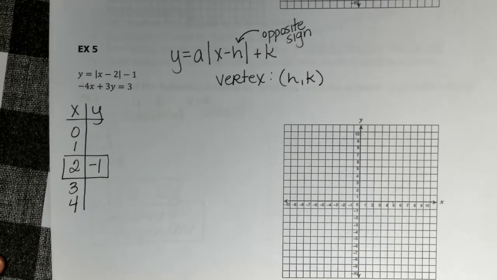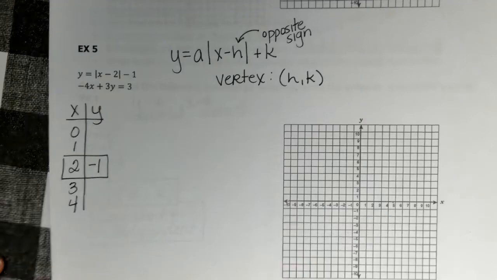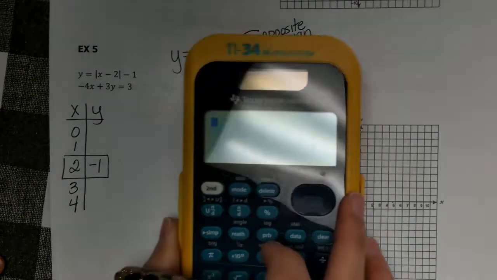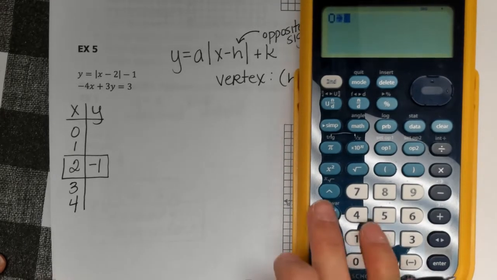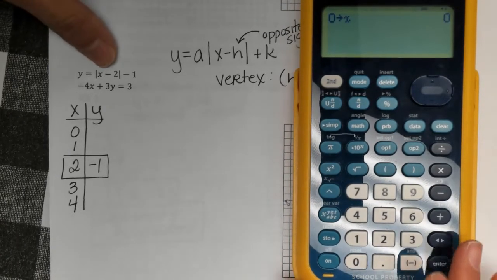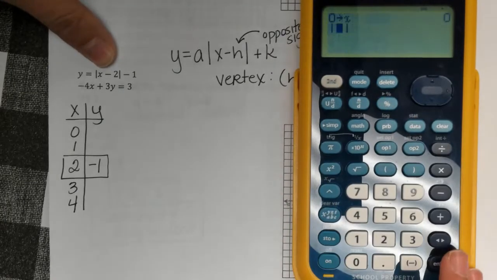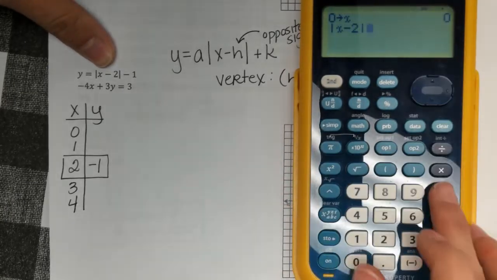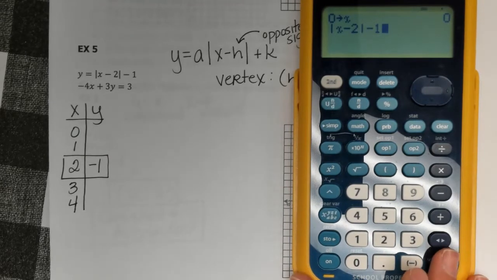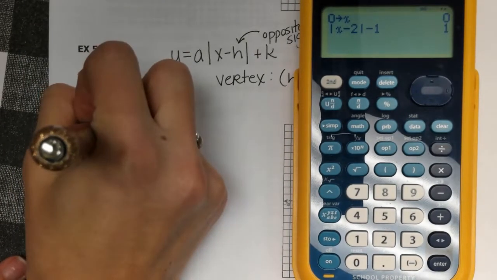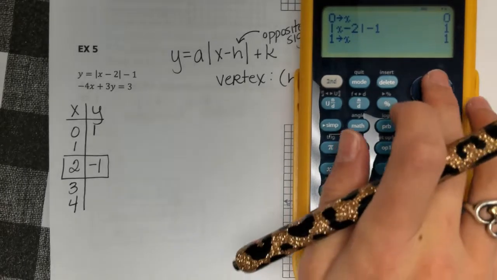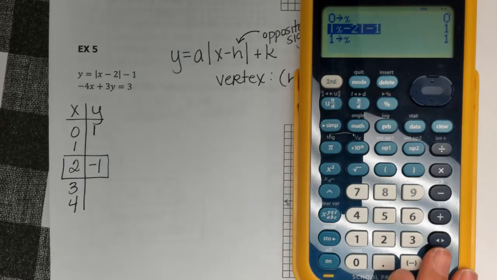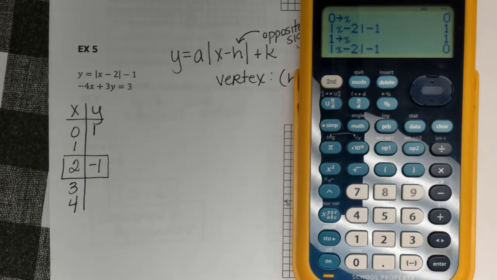Okay, now to get those y values, you can take those x values and store them. So 0, store for x, and just type in the absolute value of x minus 2 and then the minus 1 at the end. That gives me a positive 1. Then I'm going to do the same thing for 1, store that for x, and then I'm going to go up and grab what I already have typed so I don't have to type it again, and that's going to give me a 0.